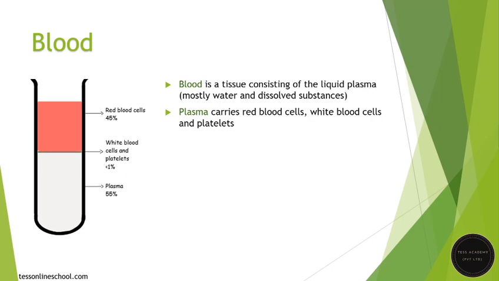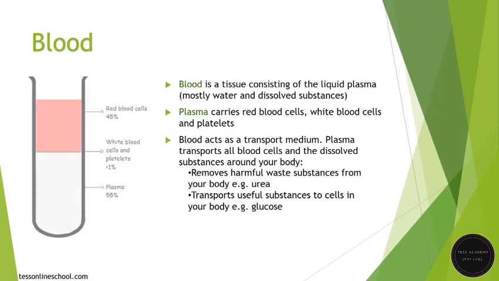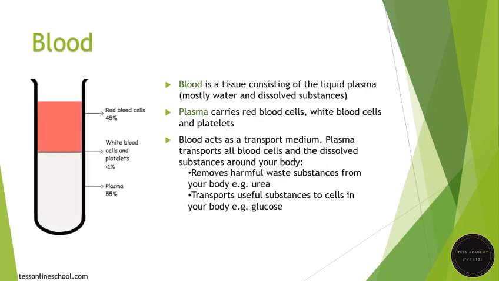depth soon. Blood acts as a transport medium. This is for a variety of substances, one such example being oxygen in hemoglobin. Plasma transports all blood cells and the dissolved substances around your body, removes harmful waste substances from your body like urea, or transports useful substances to cells in your body like glucose.